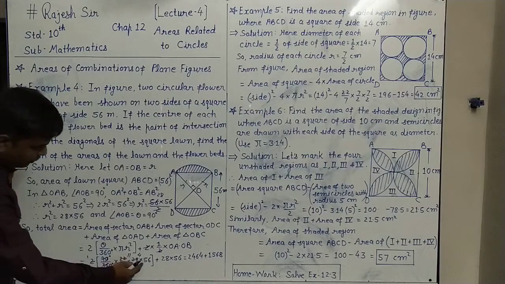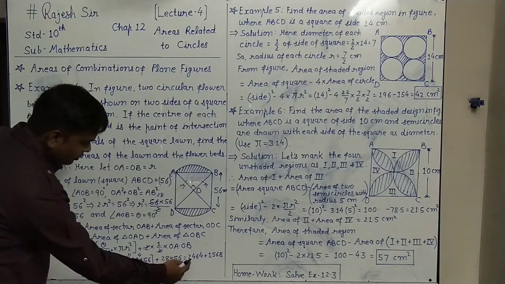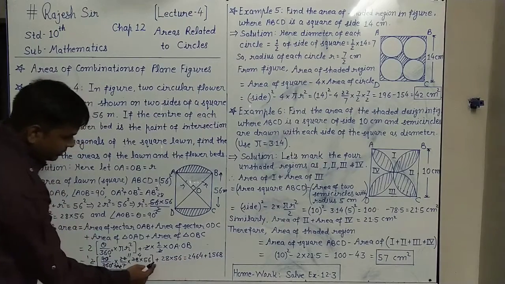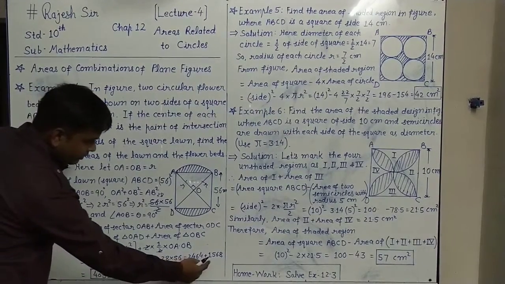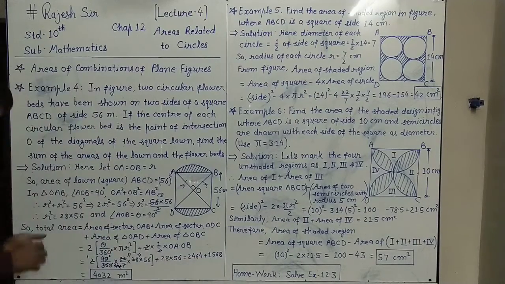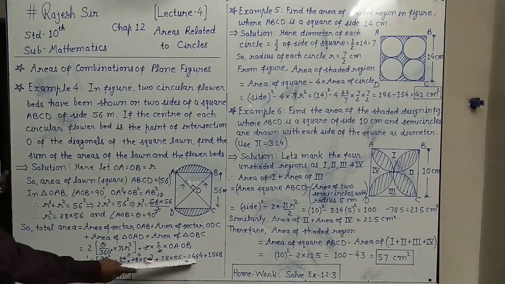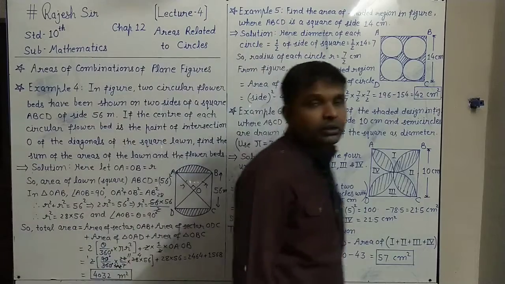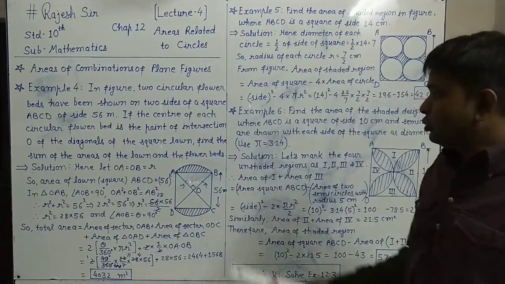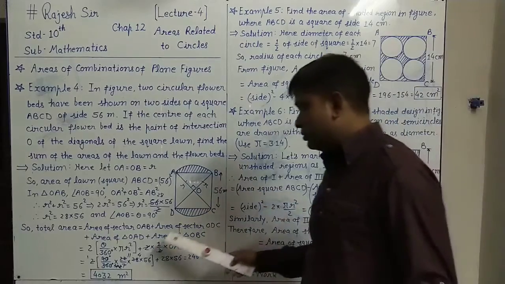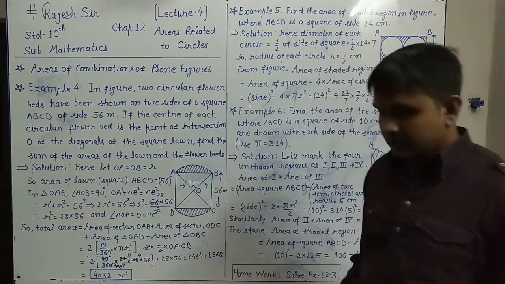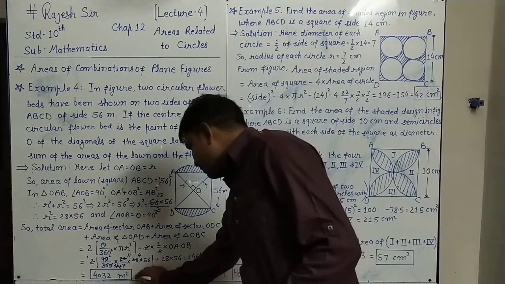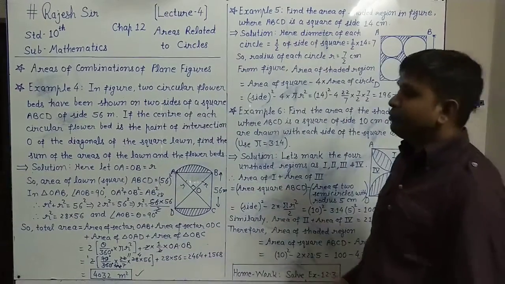So 11 into 4 into 56, multiplying these three will give 2464, plus the multiplication of 28 and 56 will give 1568. If we add these two, the addition will be 4032 meters square. This is the total area of the given lawn as well as the flower beds, the sum of the square lawn and the 2 flower beds. So this way we can get the area of the combination of figures.